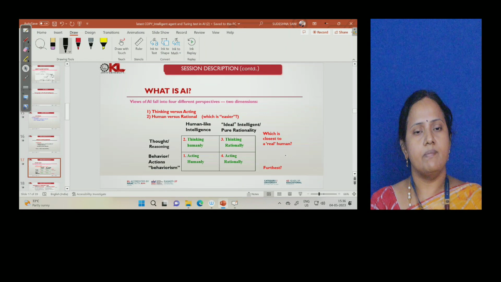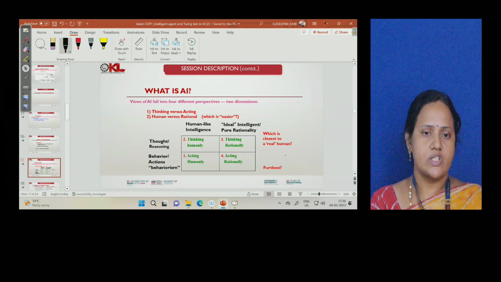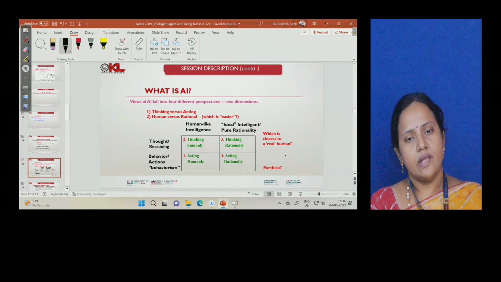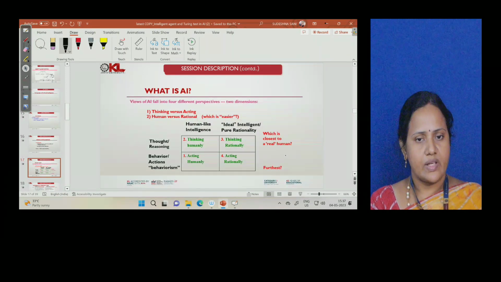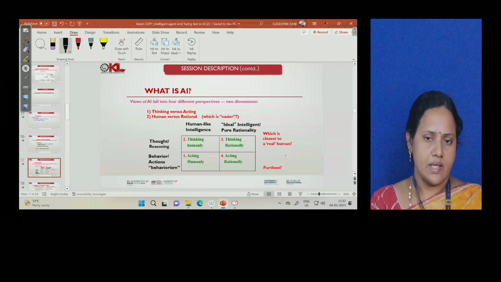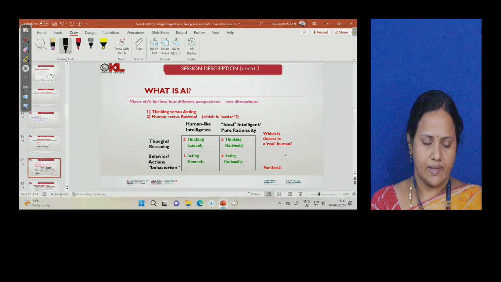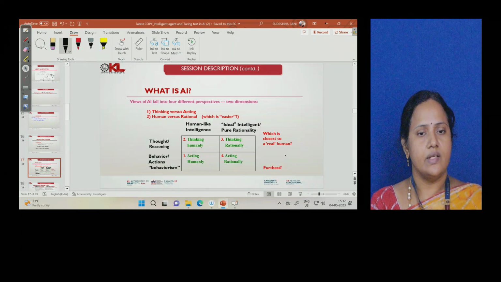So the first main important concept is systems which act like a human, next is systems which think like a human, then systems which act rationally, then systems which think rationally, right? These are the 4 major things we can have, right? So let us see each and everything in detail.